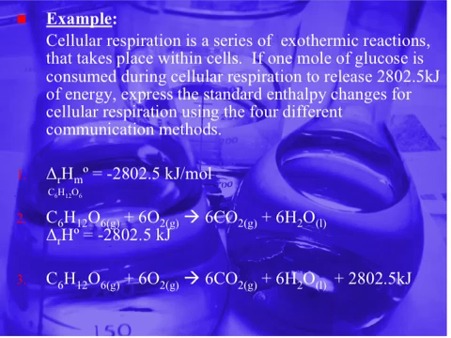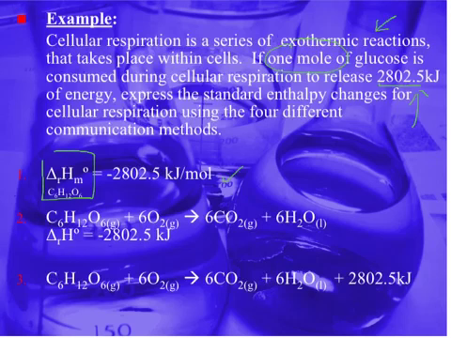Here in the words it says cell respiration is a series of exothermic reactions that take place within the cells. If 1 mole of glucose is consumed during cell respiration to release 2,802 kilojoules of energy, express the standard enthalpy change for cell respiration using the 4 methods. In our question, it tells us this number here is for every 1 mole of glucose. Therefore, our molar enthalpy of reaction for glucose is just this number, negative 2,802 kilojoules.